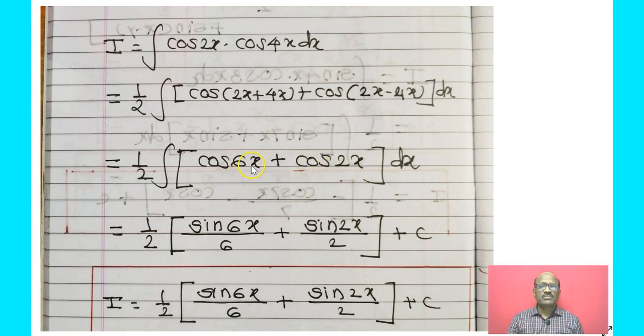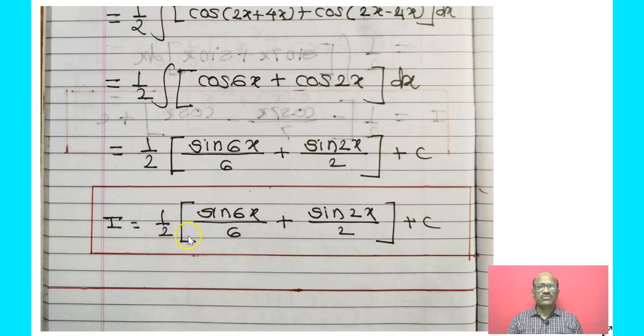Now the integral of cos of 6x is sine of 6x upon the derivative of 6x, or the coefficient of x, which is 6. And the integral of cos of 2x is sine of 2x upon 2 plus c. And hence the answer: I is equal to 1 upon 2 times (sine of 6x upon 6 plus sine of 2x upon 2) plus c.